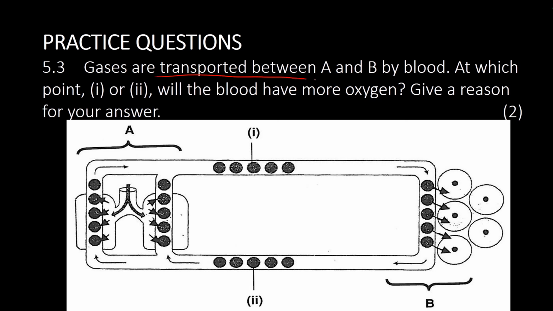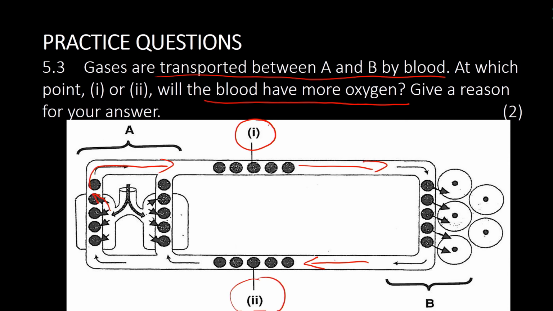Okay, then now you have to think it out. Gases are transported between A and B by blood. At which point will the blood have more oxygen? Okay, so you look at the arrows, and the arrows show gas going into the blood and the blood going along to the cells. Here, the blood is coming from the cells. So which one would have more oxygen? It would obviously be number 1, and the reason is it's coming from the lungs. So obviously it's full of oxygen. 2 is coming from the cells, so obviously it would be full of carbon dioxide.